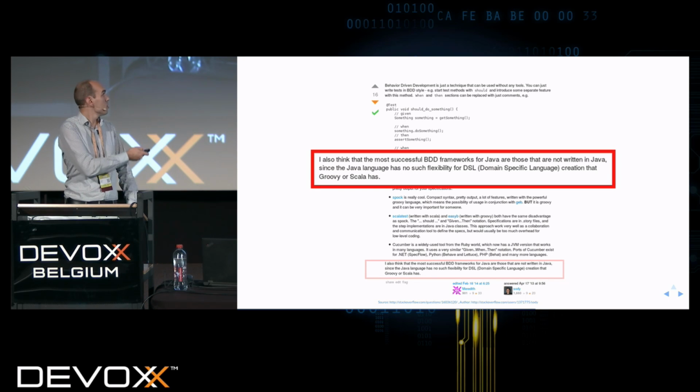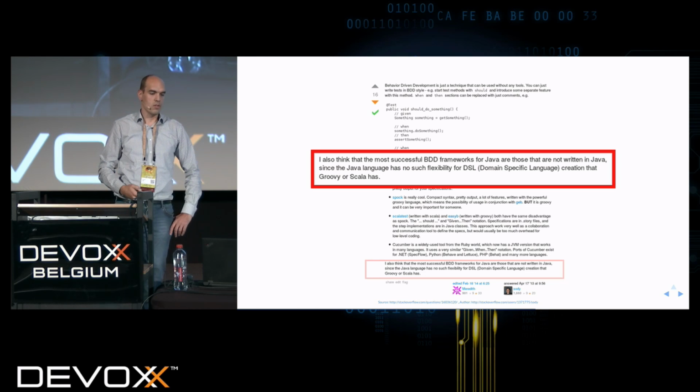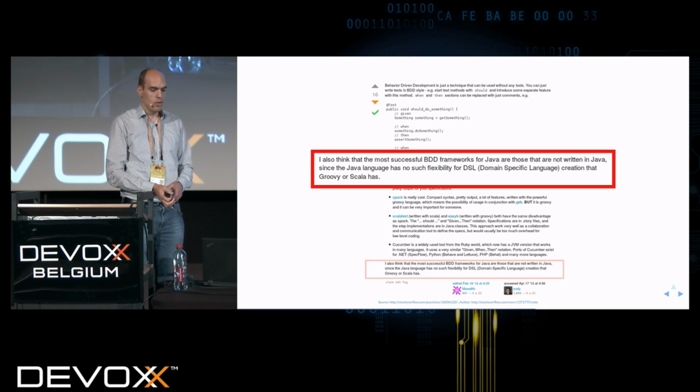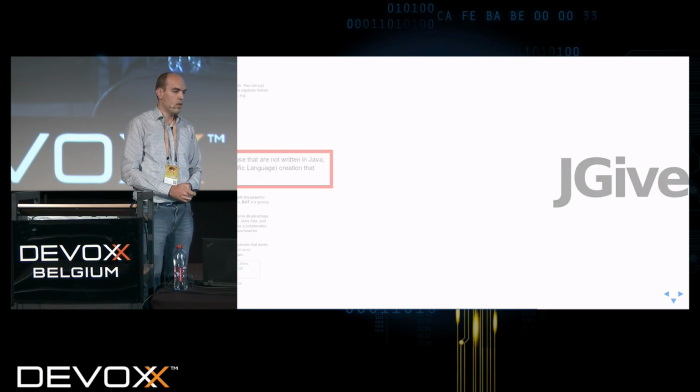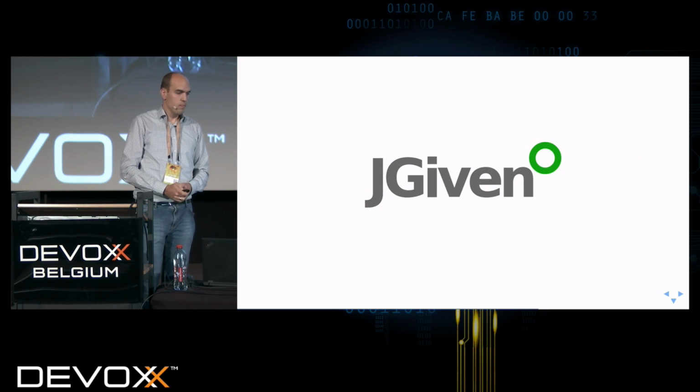I want to read it to you. It says, I also think that the most successful BDD frameworks for Java are those that are not written in Java, since the Java language has no such flexibility for DSL or domain-specific language creation that Groovy or Scala has. So this was then the starting point for us to really try out and implement our own framework in Java. And the result was JGiven.